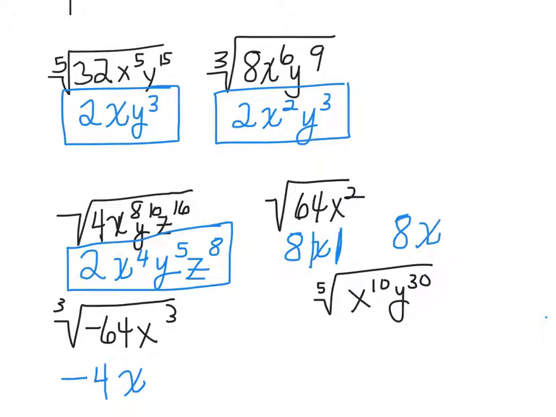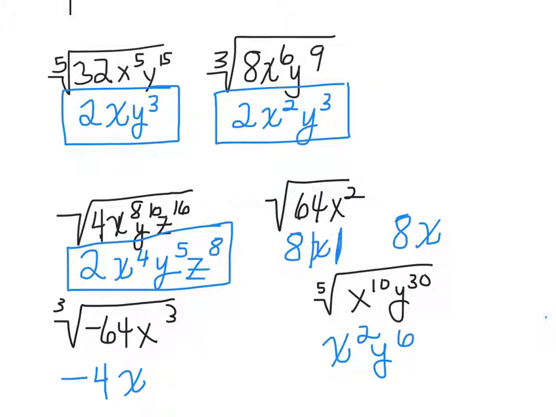So in this last case here, we have the fifth root. I don't have a number there, so I don't have to worry about taking the fifth root of anything number-wise. I just have to worry about these two variables. So what I need to do to find the root of a variable expression is divide the exponent by the index. So 10 divided by 5 is 2, so this is going to end up being x squared. And 30 divided by 5 is 6, so that's going to be y to the 6th.